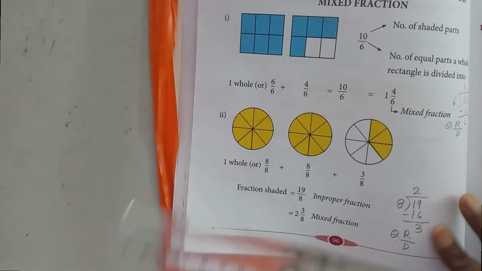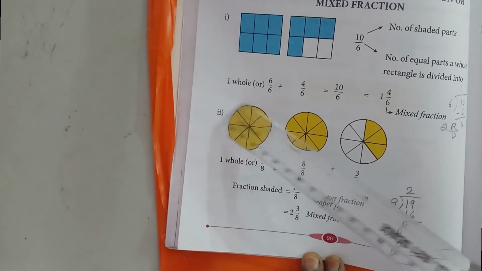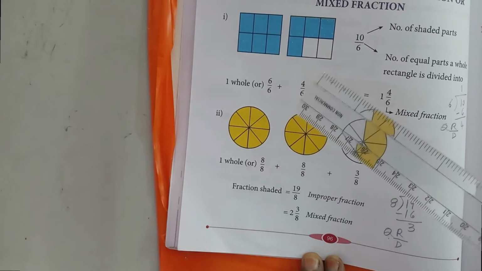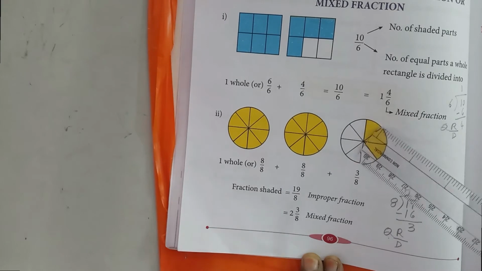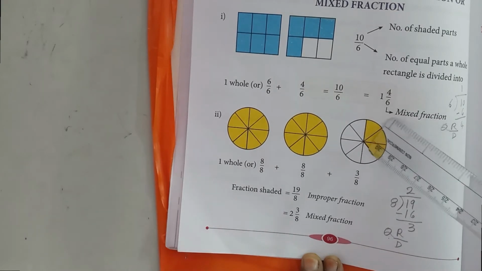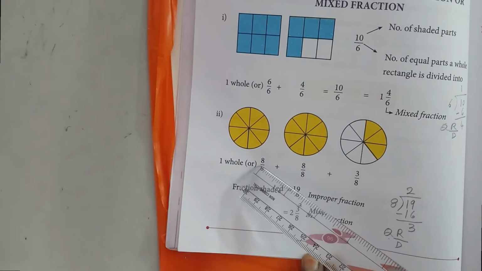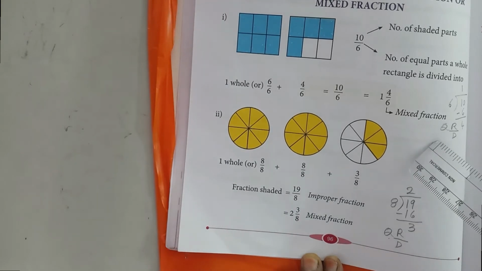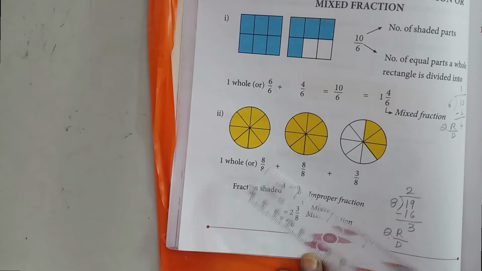Okay. Likewise, you see one more example they have given. This is a whole. This whole has 8 parts. And here one more whole is there. Even this whole also has 8 parts. Even one more whole is there. Even this also has 8 parts. But only here 3 parts are colored. So here 8 by 8 plus 8 by 8 plus 3 by 8. So how many are colored in yellow?